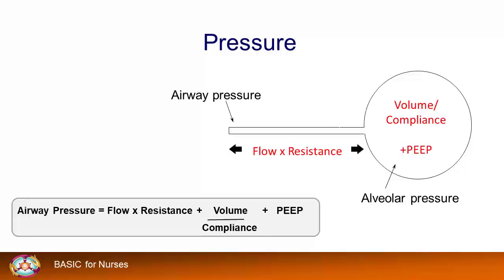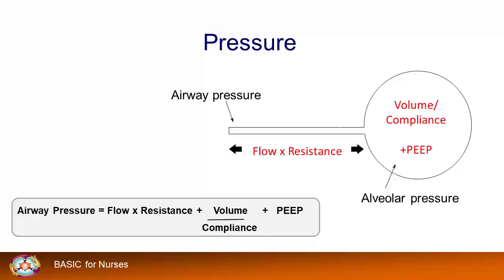It is important to note that airway pressure and alveolar pressure may not be the same. This is important as our ventilators tend to only measure airway pressure, and we use this as a surrogate for alveolar pressure. Airway pressure is a function of the flow of gas into the lungs times the resistance created by the endotracheal tube and the airways.